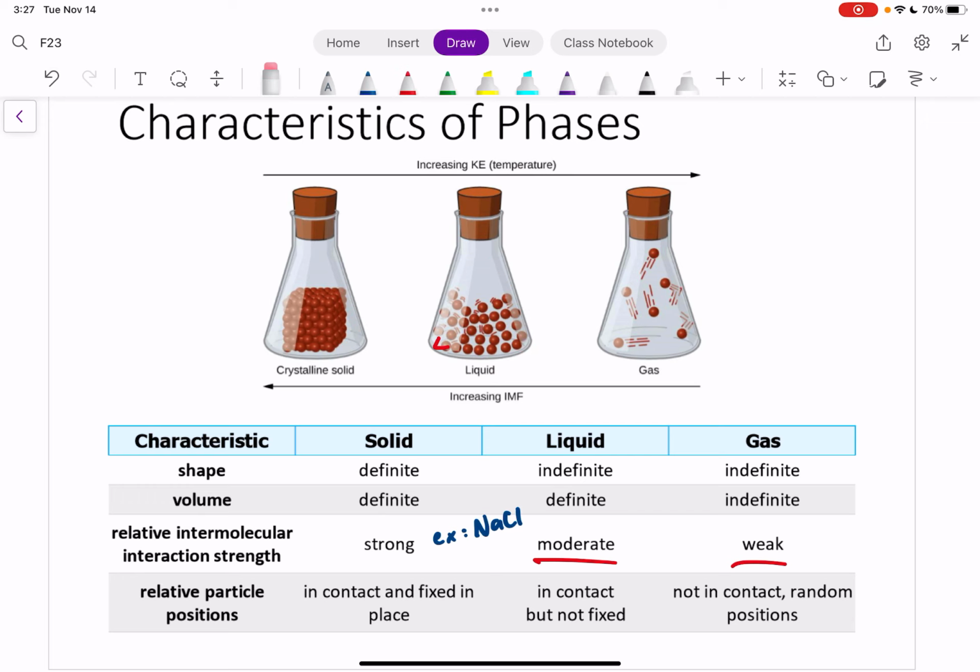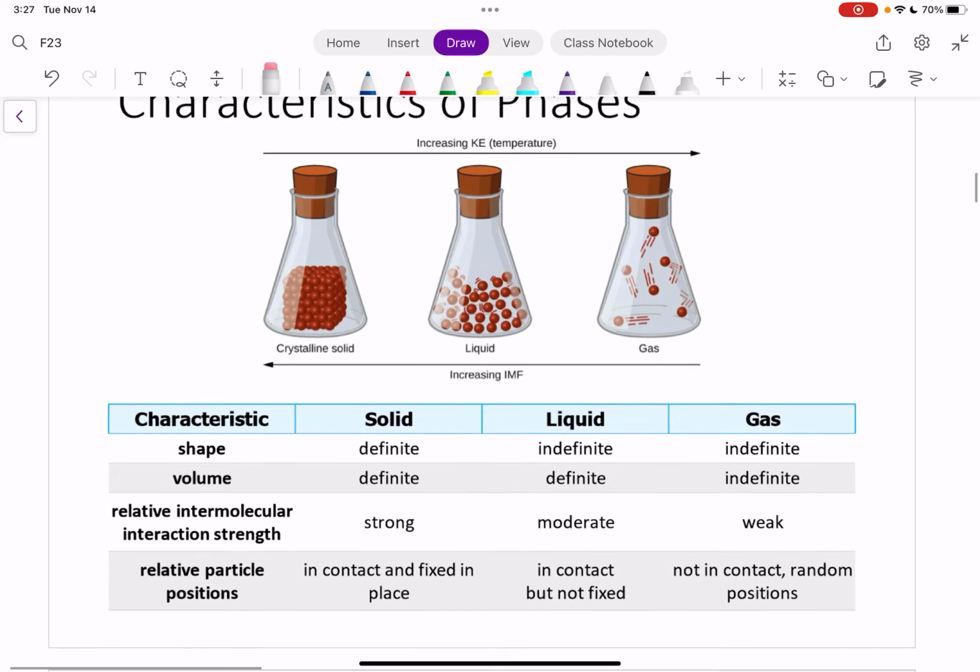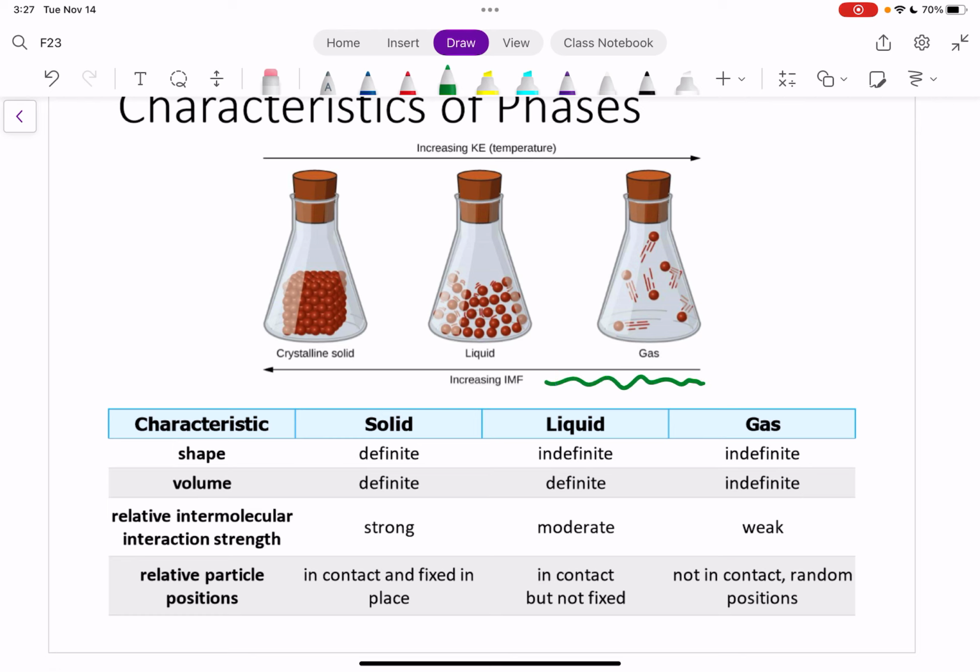And then in the gaseous phase, again, gases are a little bit special. Their intermolecular interactions are really weak, and the reason for that is that these gas particles are really far apart for the most part. They're going to collide with each other and with the walls of the container at times, but for the most part, they're not in contact, and they're in these kind of random positions because they're constantly moving around. So as we go to the left, from gases to solids, our intermolecular forces are increasing.